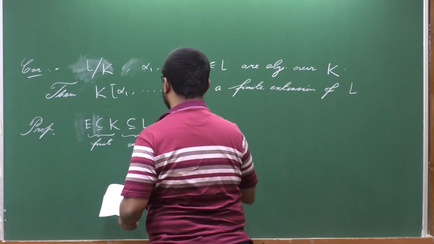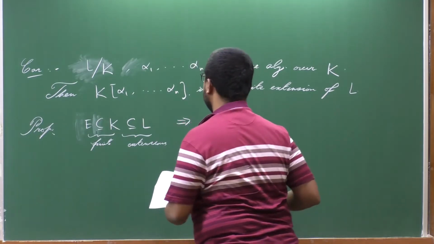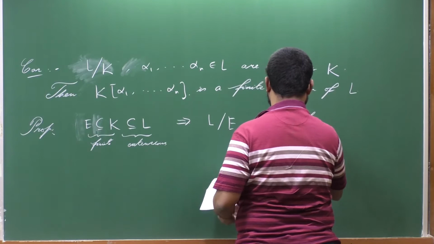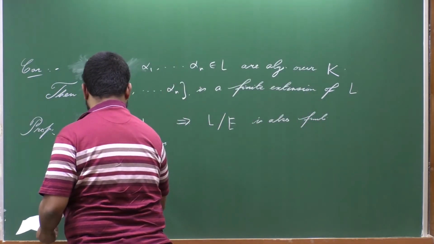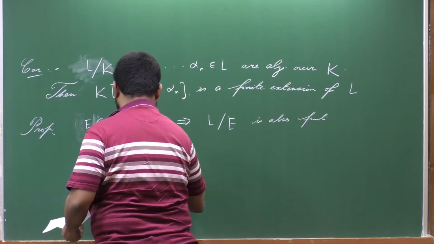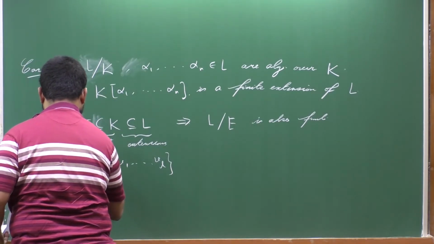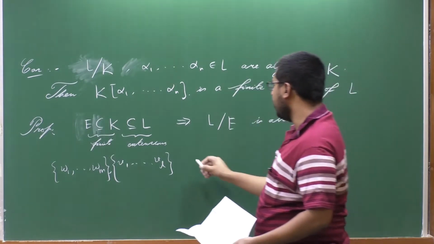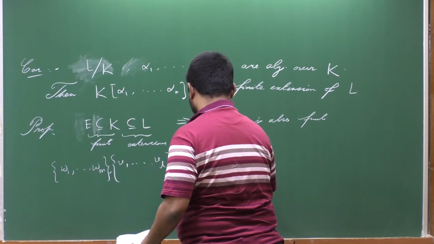Then from this you can prove that L over E is also a finite extension. How to prove that? The way is simple. Suppose in the case of K over L, V1 to Vl is the basis, and for this case suppose W1 up to Wm is a basis. Therefore from that you can show. So there are several ways of doing that.